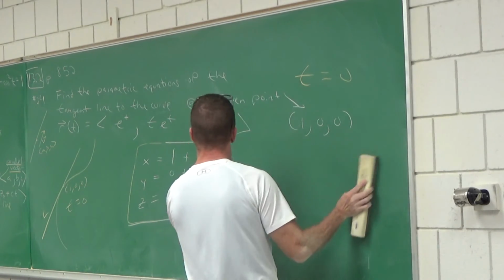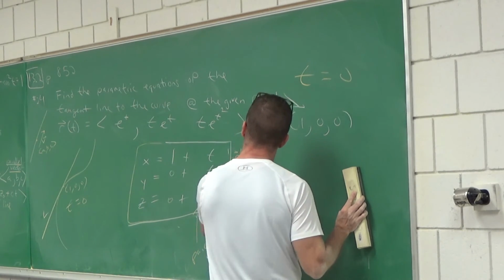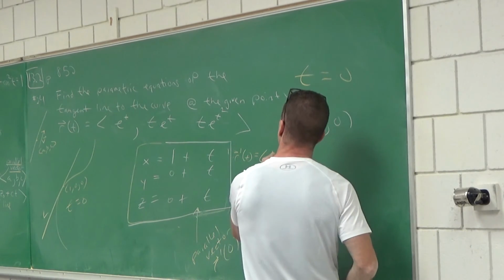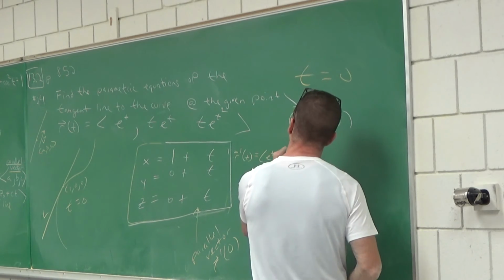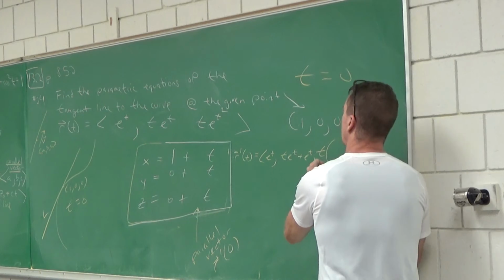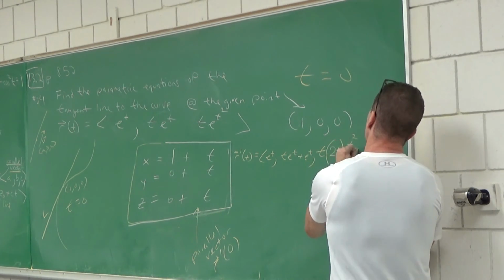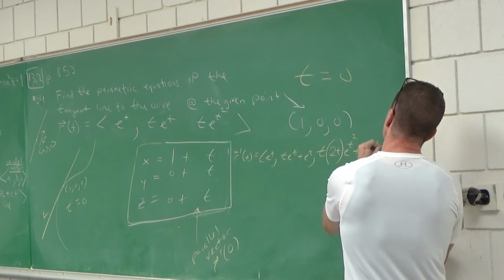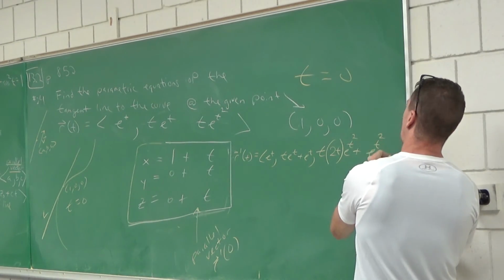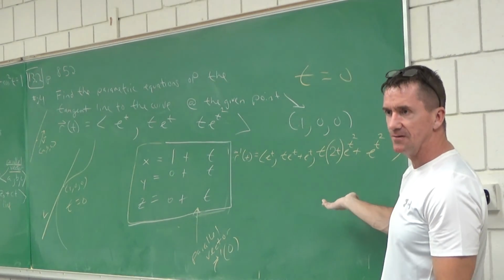Let me rewrite all this. R prime of T equals E to the T, T E to the T plus E to the T by product rule. Then it was T times 2T E to the T squared plus E to the T squared times a 1. But everyone, would you plug what value of T into all that?